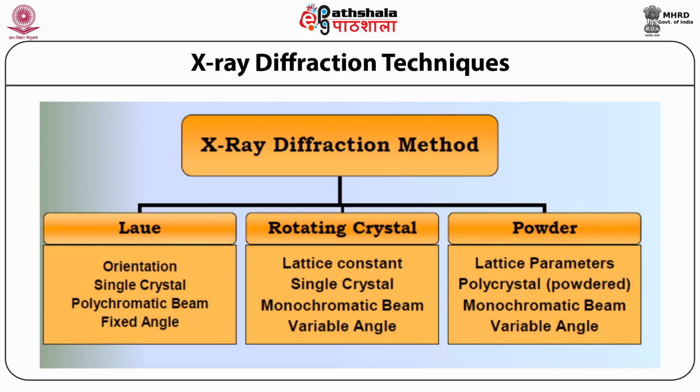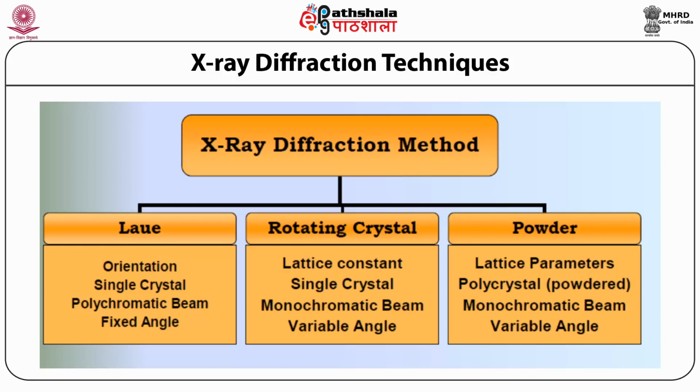The next technique is the rotating crystal method. In this we would like to find the lattice constant, and usually we work with single crystal systems. Here the beam is monochromatic and the angle is variable. We already choose a particular wavelength, but the angle of the crystal can be varied and changed. The third one is the powder diffraction technique, and this is the most popular in X-ray laboratories.